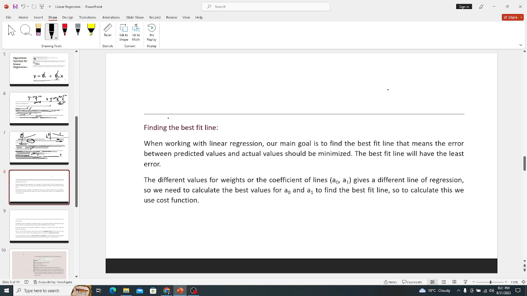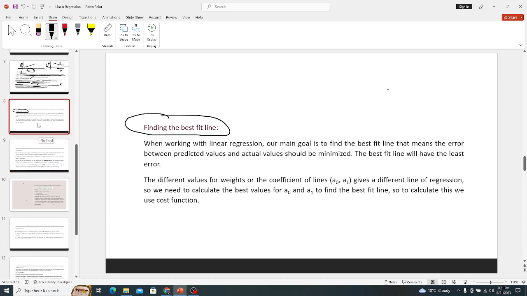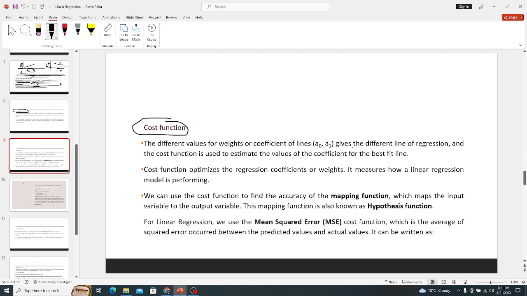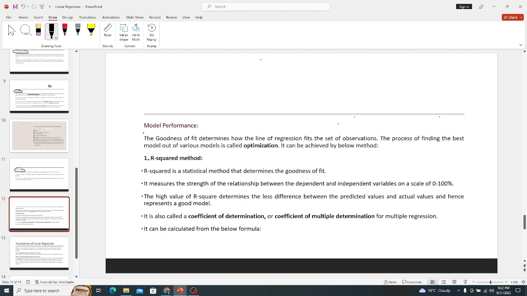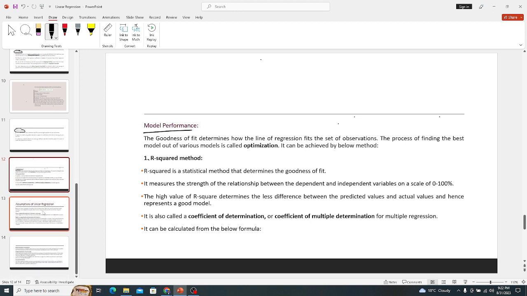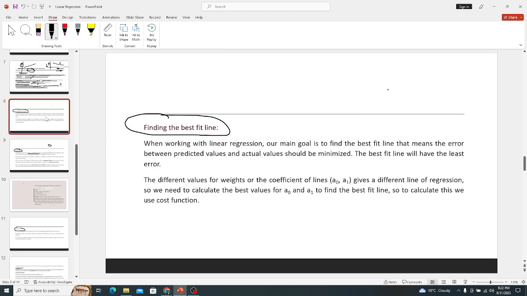Then I want to describe this subtopic, finding the best fit line, and then I will end today's class at that point. So that on Monday we can discuss the cost function, which tries to find the best coefficients. Then we'll talk also about gradient descent, model performance, and we'll finish with the assumptions of linear regression. Then we'll go to the practicals, because it is under practicals where we'll get the idea in a better way.